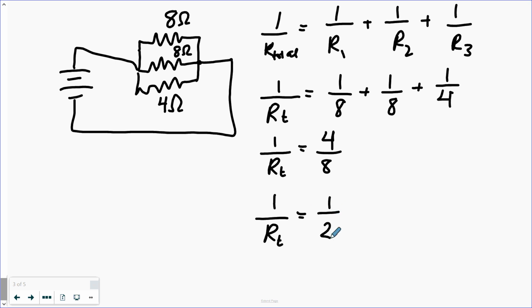The thing is, we haven't solved for what our total is. What we've solved for is 1 over our total. So 1 over the total resistance is equal to 1 over 2. If you wanted to solve for this, you could do a cross multiply and divide. You could just flip both your fractions over. 2 over 1, which is equal to 2 ohms. So the total resistance of this parallel circuit is 2 ohms.